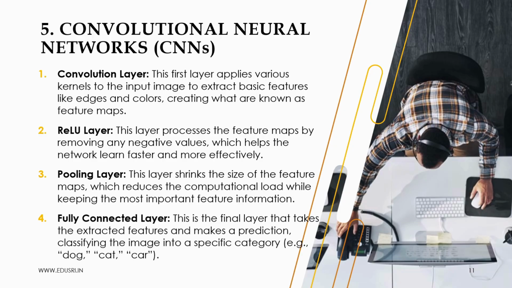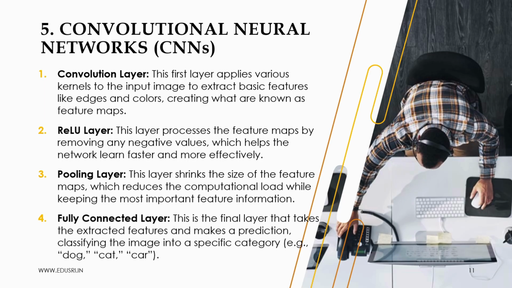Second is the ReLU layer. ReLU stands for Rectified Linear Unit. This layer processes the feature maps by removing negative values and keeping the positive values. This helps the neural network learn important patterns more efficiently and improves its ability to learn complex features.